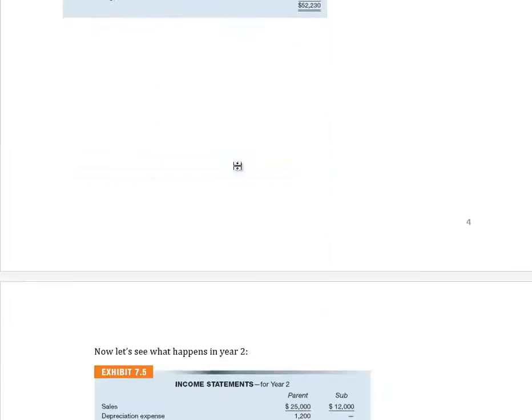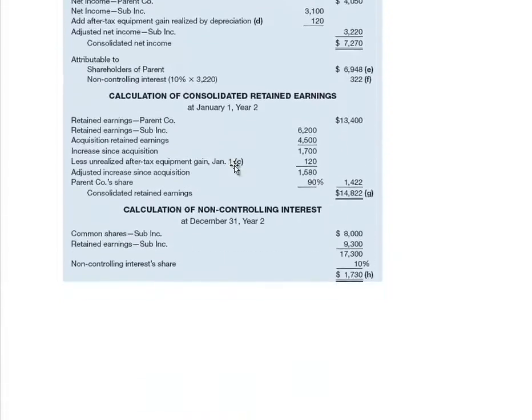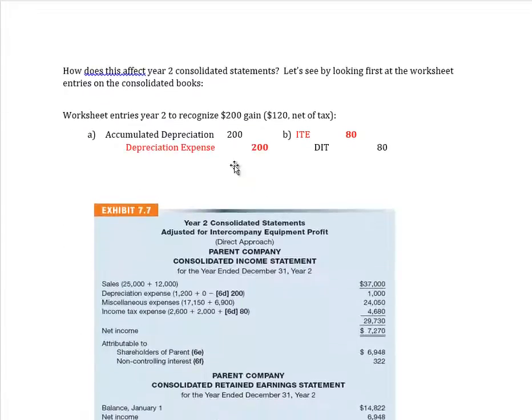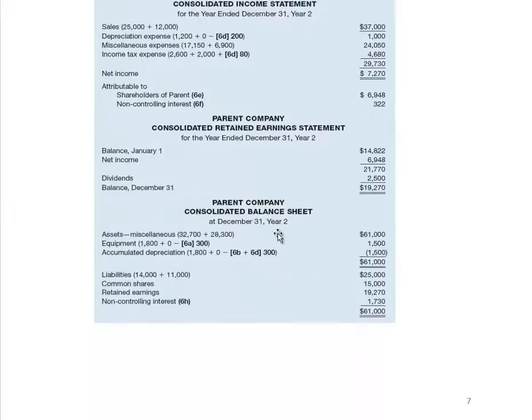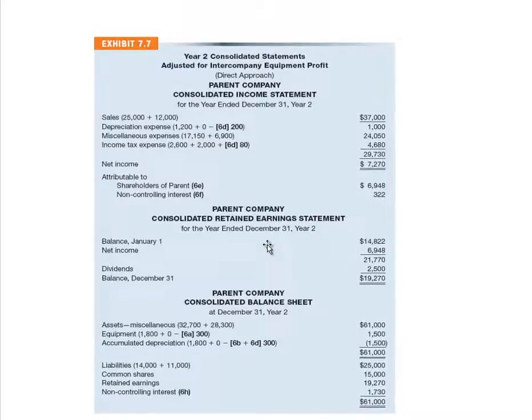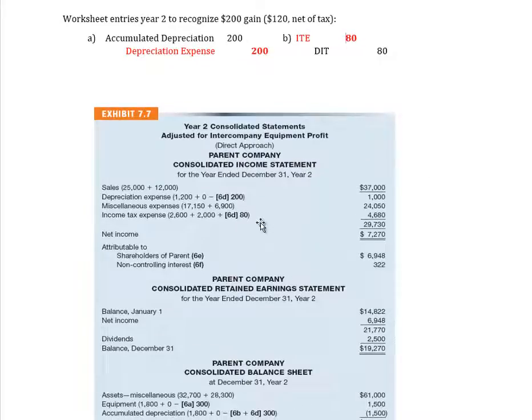So in total, what do we have? In total, we have $300 here, right? We have this 200 plus the 100 we just saw. So that means your accumulated depreciation went down 300. All right. Now, if you look at the effect on your tax expense, your tax expense now has gone up by $80 and your deferred tax asset has gone down by 80.